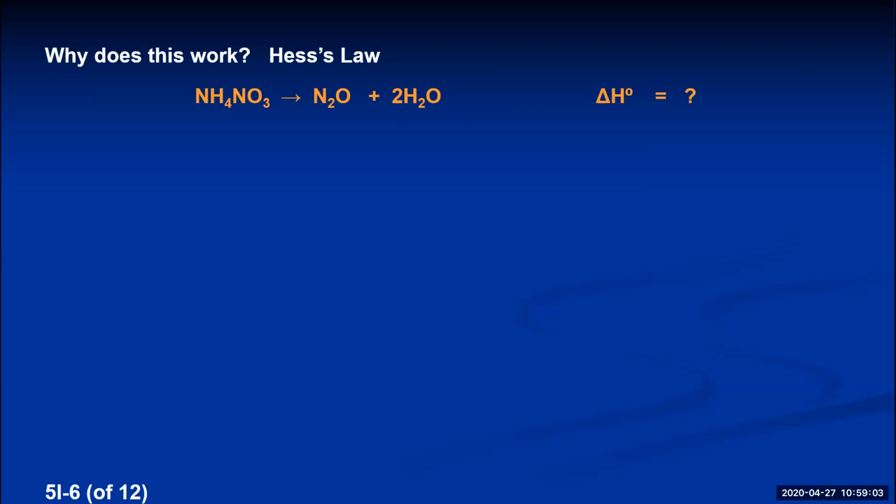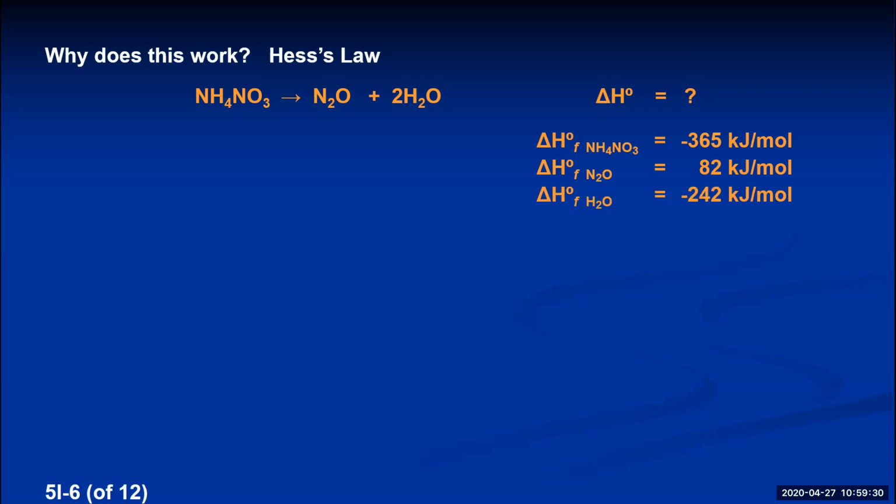And we're going to want to predict what the standard enthalpy change is for this reaction. The way we do it theoretically is with standard heats of formation. So you would have to look up in a thermodynamic table the standard heats of formation for all 3 substances in this reaction. We would look up the standard heat of formation for ammonium nitrate, which is negative 365. We would look up the standard heat of formation of dinitrogen monoxide, which is 82 kilojoules per mole.